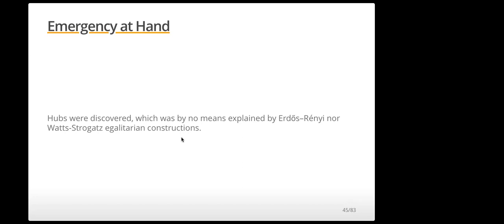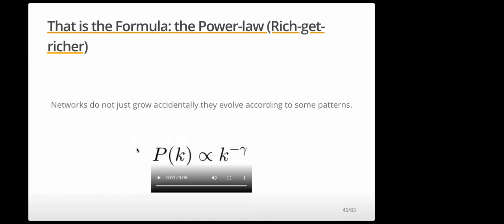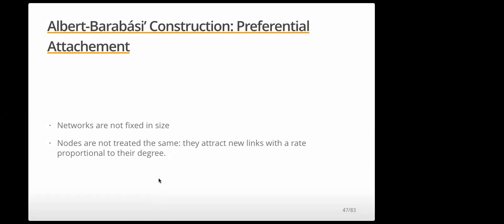So they had, as Barabasi would put it, P(k) equal to k to the minus gamma. That is the formula. So he stumbled upon something very important: the degree distribution does not follow a Poisson, it's rather a power law. And a power law has very important implications on how things propagate. And he put out a construction together with Albert, which they call preferential attachment.